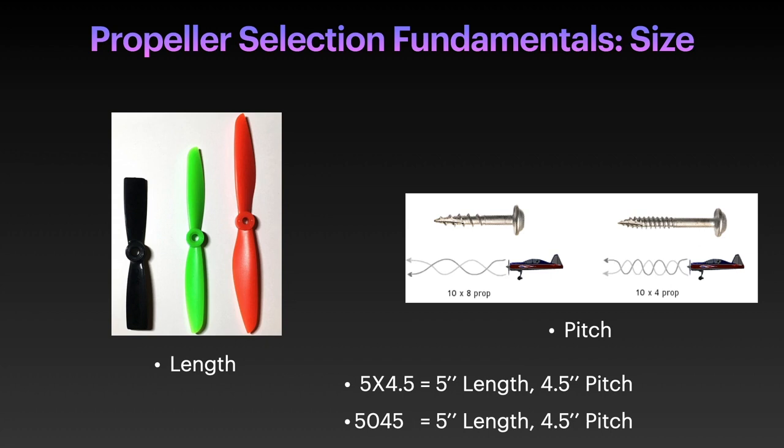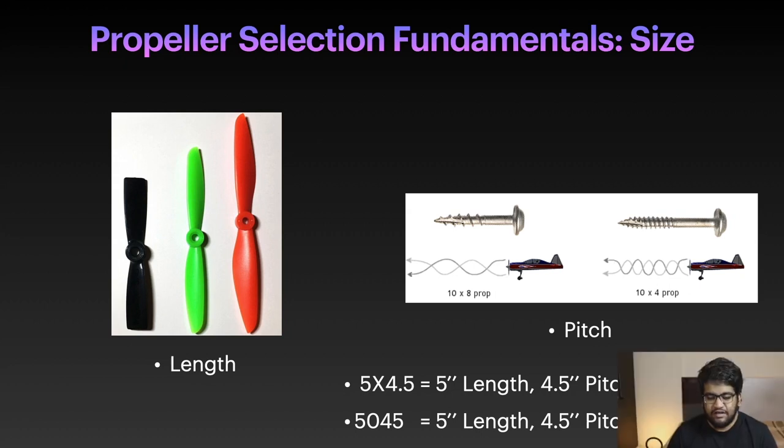So generally speaking, as a rule of thumb, for FPV mini quads and FPV drone racing, a 4 to 6 inch propeller is what you are looking for, and pitch should be around 3 to 5 inches.